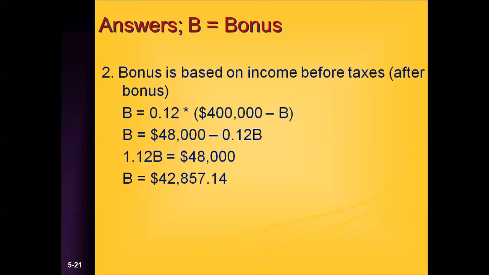Okay, and in the third example, the company says, hey, we're not going to pay the bonus until we pay our taxes and after we pay the bonus. And as you can see, the math in algebra is relatively straightforward here. In this particular case, the bonus would be $42,857.14.